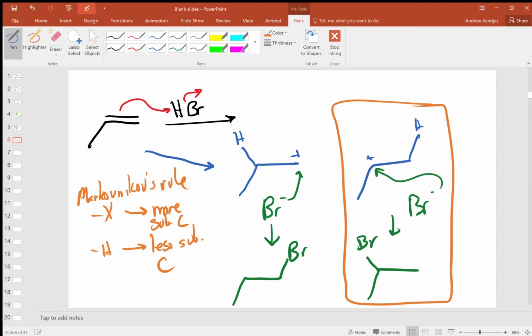Now, why is that the preferred product in this reaction? Well, what we want to look at here are the intermediates. The first intermediate is a primary carbocation, whereas the one that gives us the major product is actually a secondary carbocation. So we've learned previously that the more substituted a carbocation is, the more stable it is. But why does that help us with preference for a product or in a reaction?